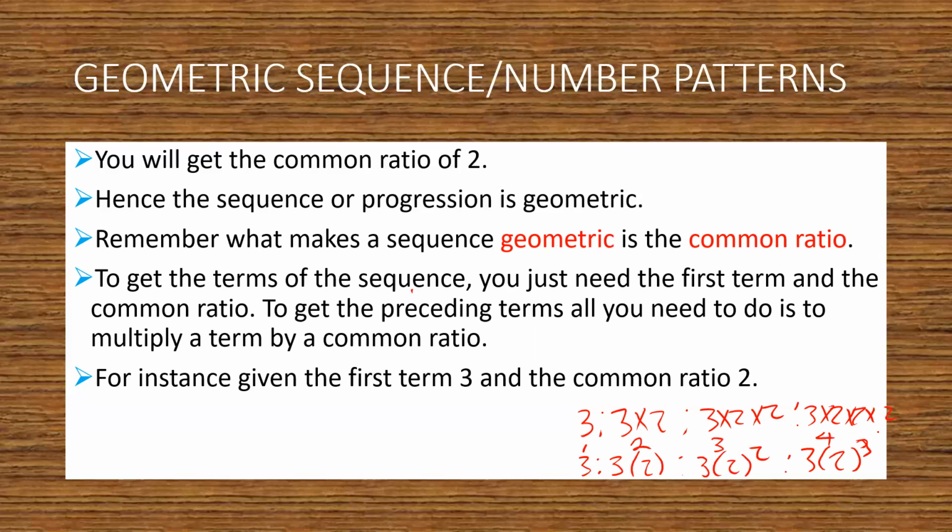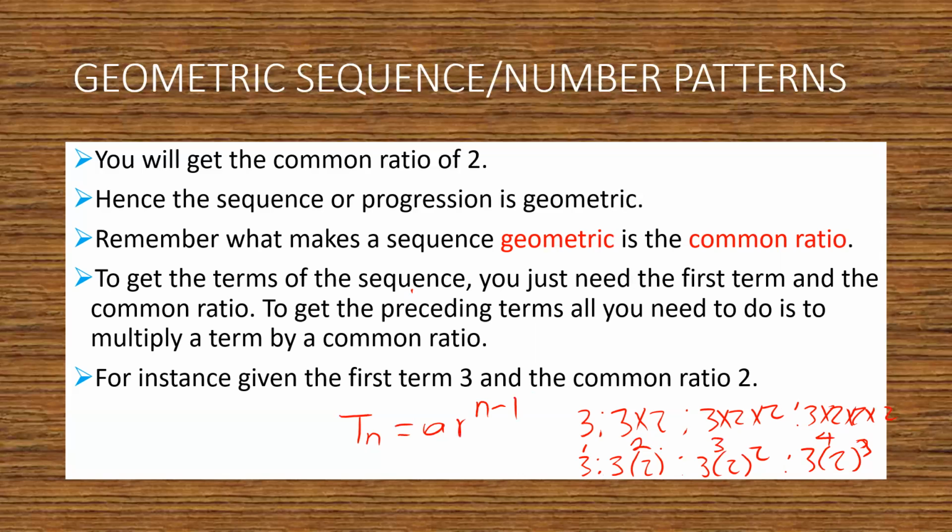Are you aware that to get those terms, all you did was take the first term and multiply it by the common ratio raised to the exponent of n minus 1? So that's when you want to find the other terms. Yes, this is the general term formula for a geometric sequence.